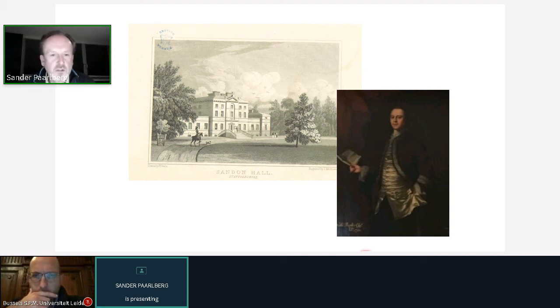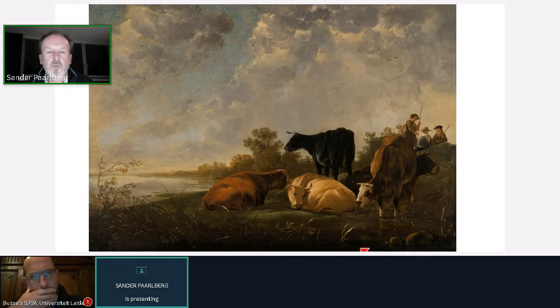And for example, this is a portrait on the right of Nathaniel Ryder, the first Baron of Harrowby, who had this Sandon Hall, which you can see here built. And in 1760, he bought this painting by Aelbert Cuyp. This is the painting that we now already have on view and that was restored in the Dordrechts Museum. And this is one of the earliest examples of a painting that came into the possession of an English country house owner.